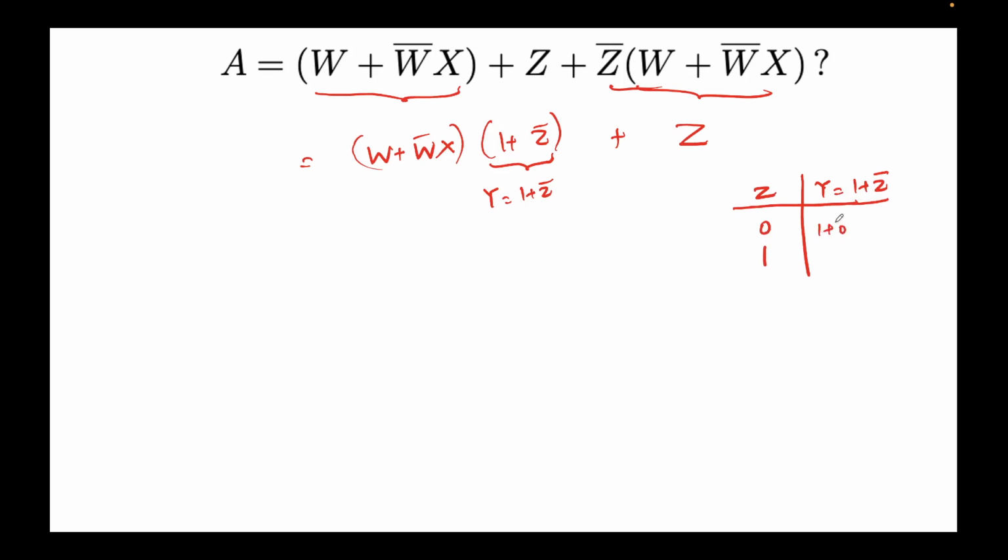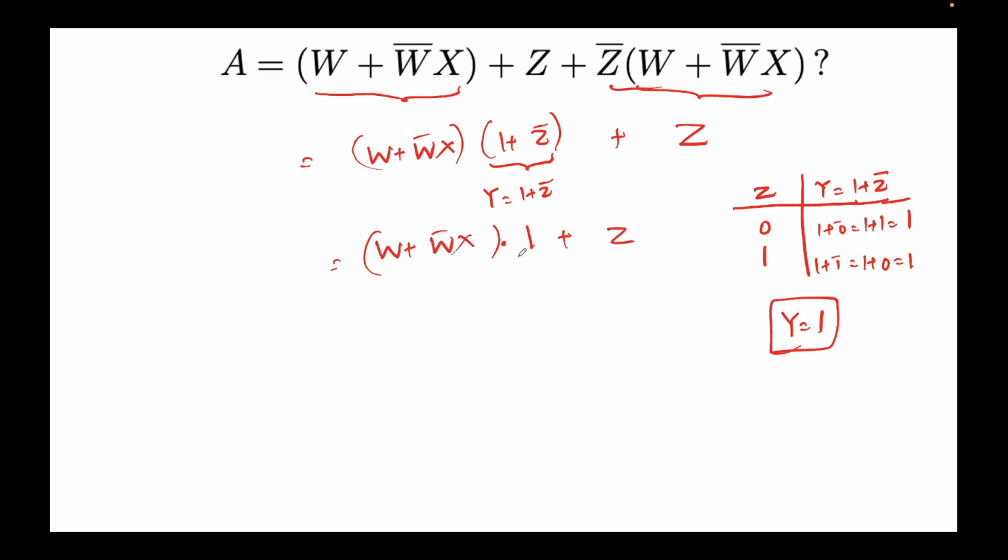Let's evaluate the value of y. It will be 1 plus 0 bar, which is 1 plus 1, and 1 plus 1 is 1, right? Then it will be 1 plus 1 bar, which is 1 plus 0, which is equal to 1. What we see is that whatever the input, the output is always high. So y equals 1, y is always 1. Let's put this value here. So I'll get w plus w bar x times 1, plus z. If multiplied by a high value it won't change, so it will reduce to w plus w bar x plus z. We have simplified it up to this level.